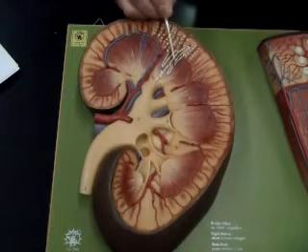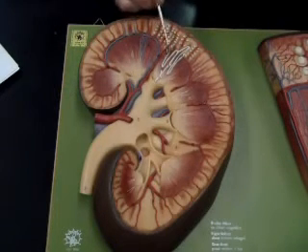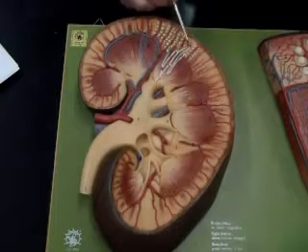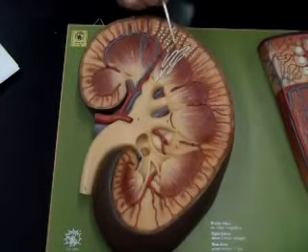This little white structure here, it kind of goes down and back up again, down and back up again. Each one of those is called a nephron. So those are nephrons.